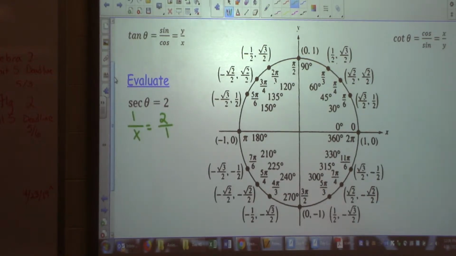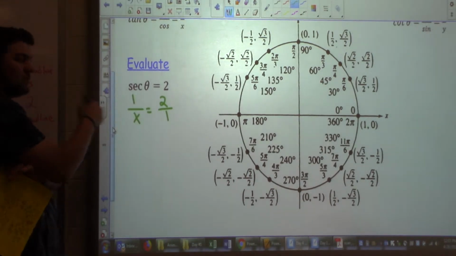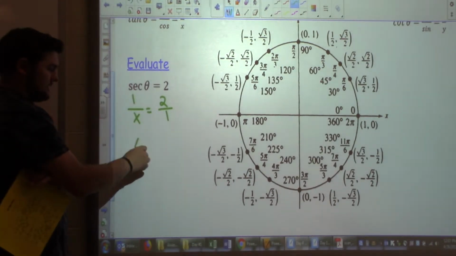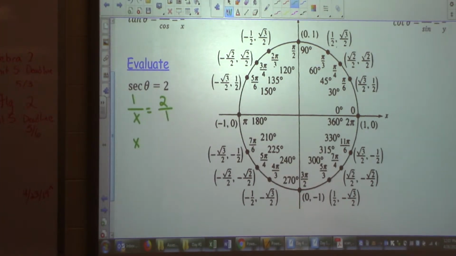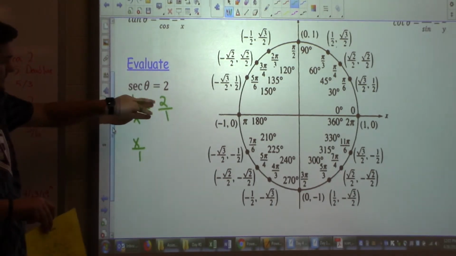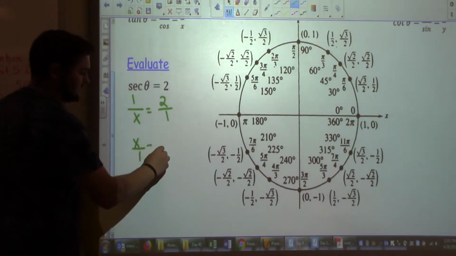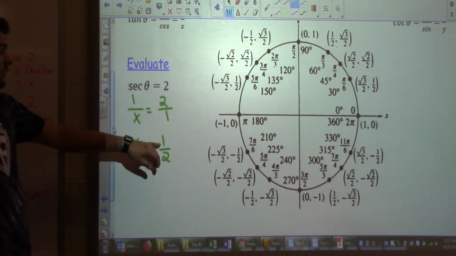Okay. So I'm going to try and make this say x instead of 1 over x. How can I do that? Multiply by x, or take the reciprocals, right? Because x is the same as x over 1. So if I flip them, I can find out what x needs to equal. So x equals 1/2.